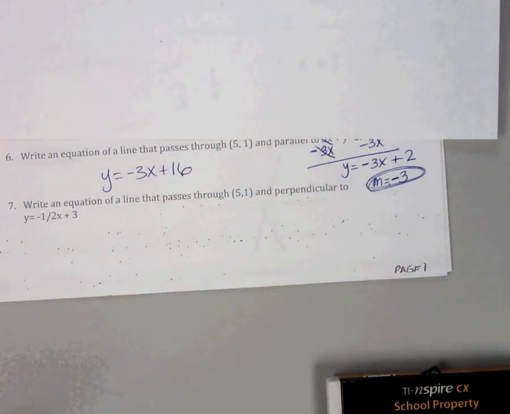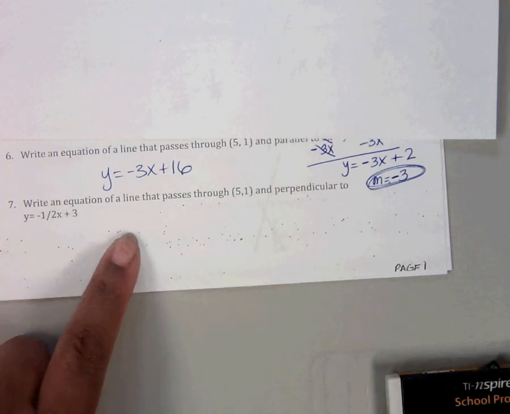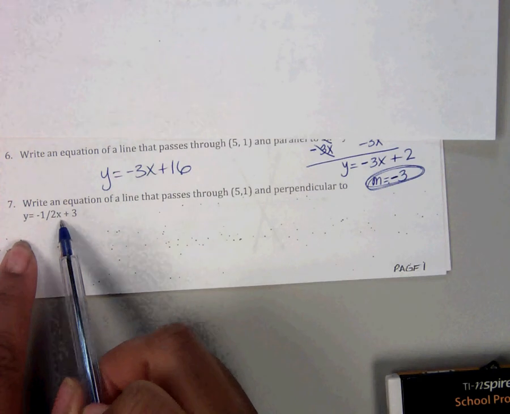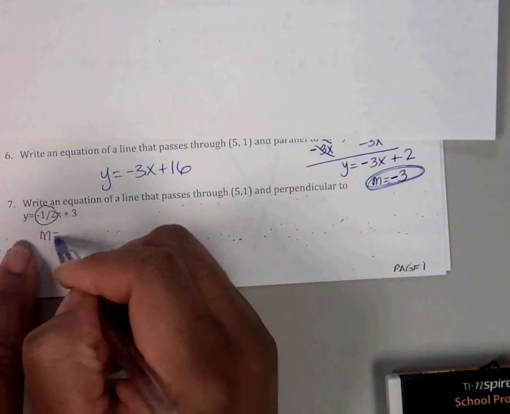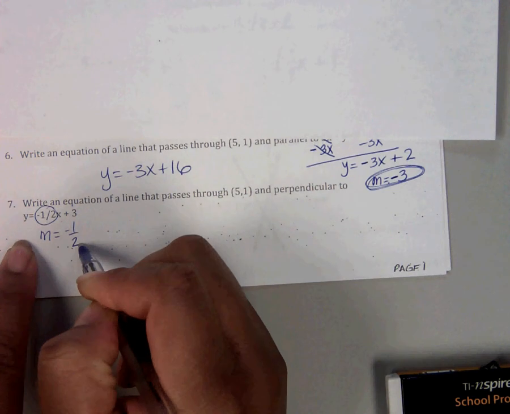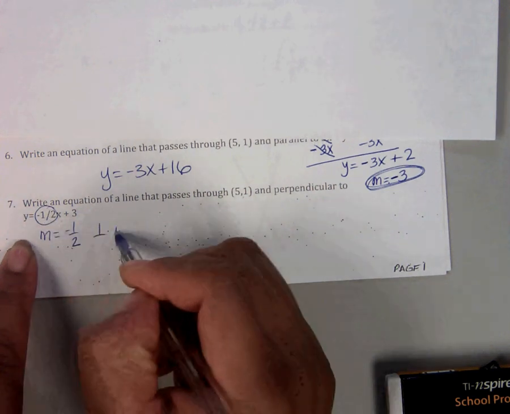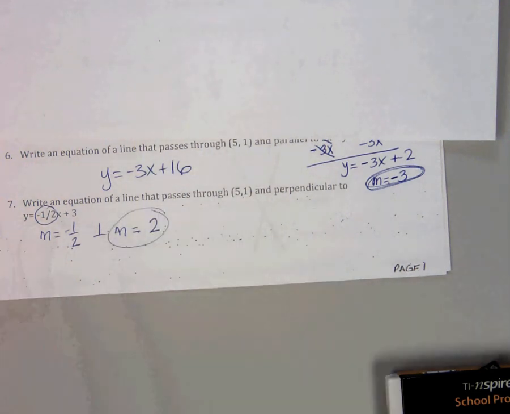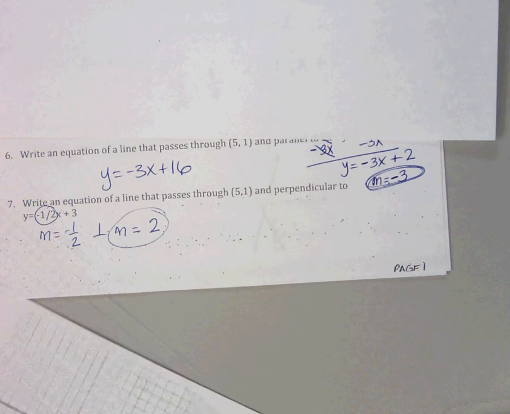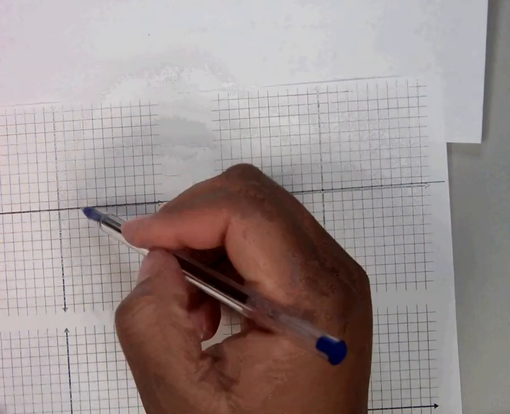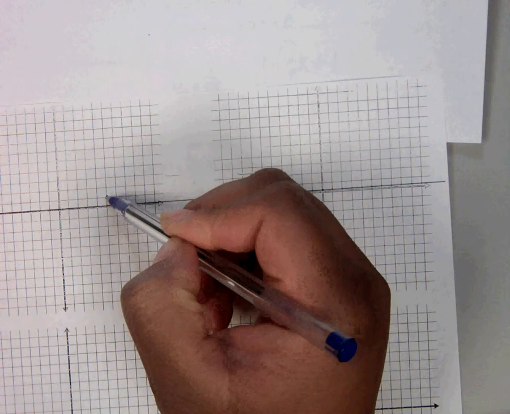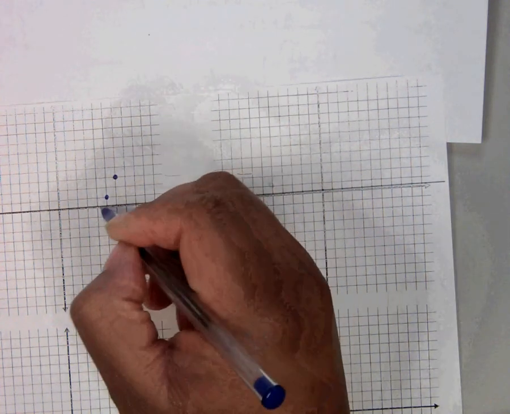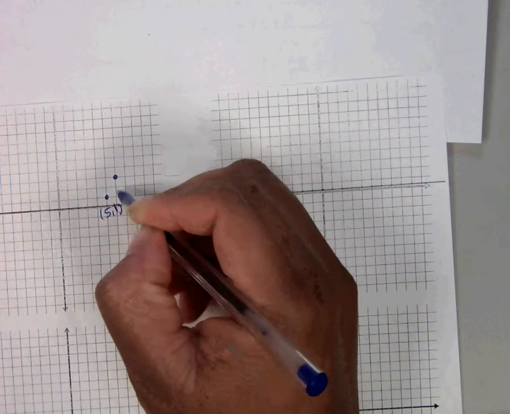Number 7. Write an equation of a line that passes through this point and perpendicular to this slope. It is solved for y, so this is m. But that is not the m we use. We must change the sign and flip it. So we use slope 2. On your graph paper, plot 5, 1. Go up 2 and right 1. Now you have 2 points and you can use menu 6, 1, 3.